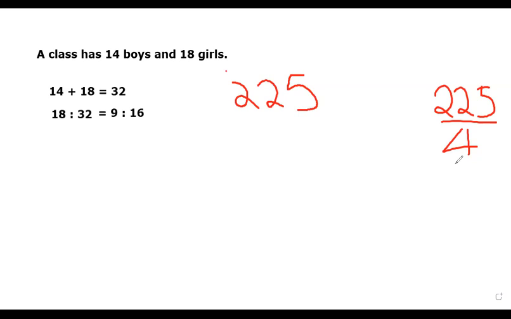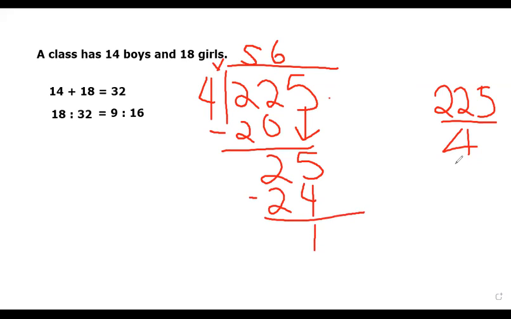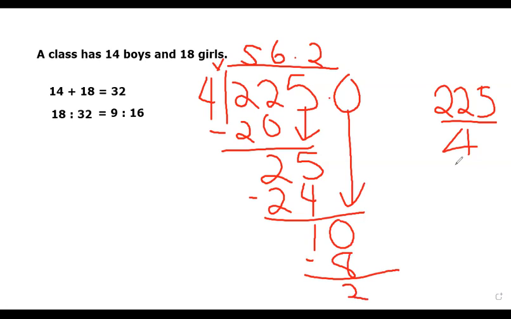So we're writing 225 divided by the number 4. 4 goes into 22 5 times, because 4 times 5 is 20. We subtract, we're left with 2. We bring down our 5. 4 goes into 25 6 times. 4 times 6 is 24. We subtract 1. We'll put a decimal in, and bring down this 0. 4 goes into 10 2 times. 2 times 4 is 8. Subtract, left 2. Put another 0 here. 4 goes into 20 5 times.